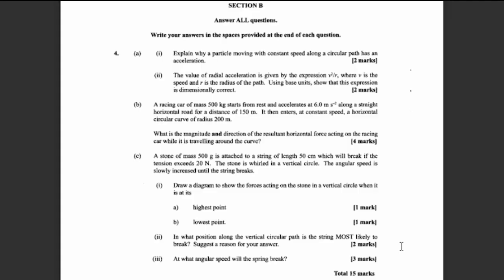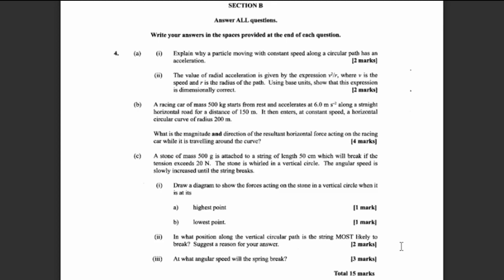Now we move on to part C. A stone of mass 500 grams is attached to a string of length 50 centimeters, which will break if the tension exceeds 20 newtons. The stone is whirled in a vertical circle. The angular speed is slowly increased until the string breaks. Draw a diagram to show the forces acting on the stone in a vertical circle when it is at its highest point and its lowest point. So this question wants us to draw some diagrams.